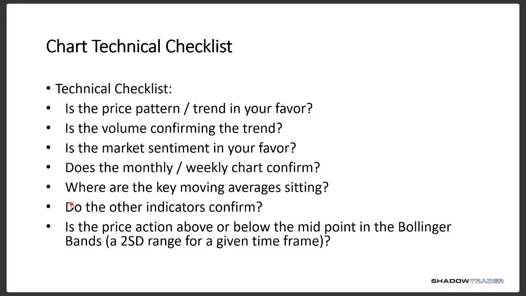Taking a look at weekly and monthly charts. Are you going against the monthly and weekly trend, or are you going with it? What are the moving averages doing? Lots of people look at those. Other indicators, do they confirm or invalidate what you're looking at? The last one is Bollinger Bands. We haven't talked about that, but that's an indicator that gives you a 2 standard deviation range around the stock price. I will show them in the example that I'm about to get to.